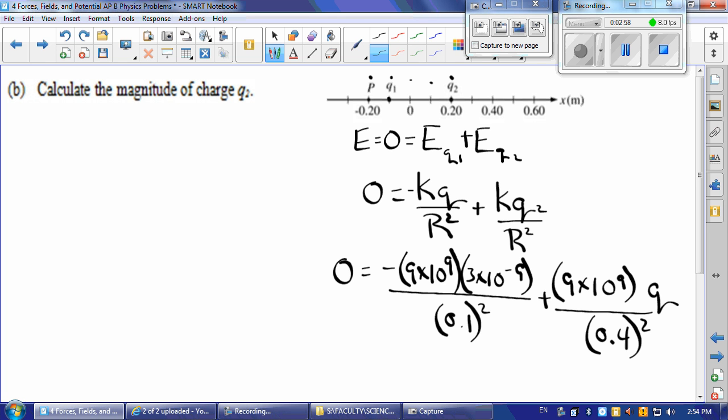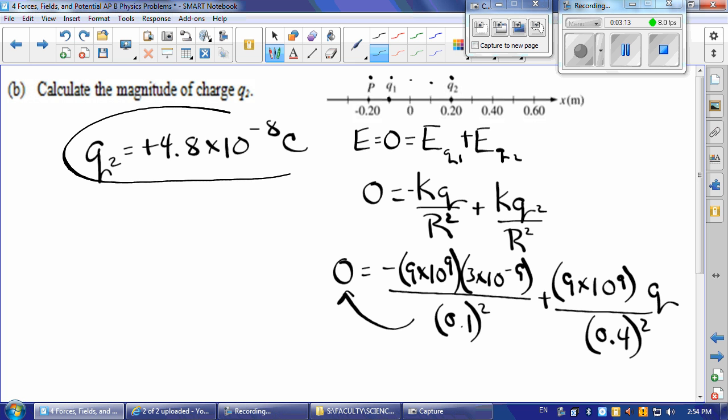And after you go through all the trouble of subtracting or adding this to the other side, and then dividing and multiplying everything out, you end up with a Q2 that has a value of positive 4.8 times 10 to the negative 8th coulombs. And that's good because you want it to be bigger than Q1 because it canceled out the field from a greater distance, so it has to be bigger.